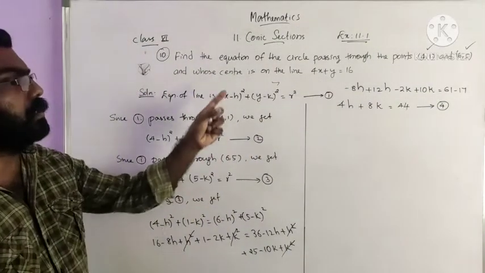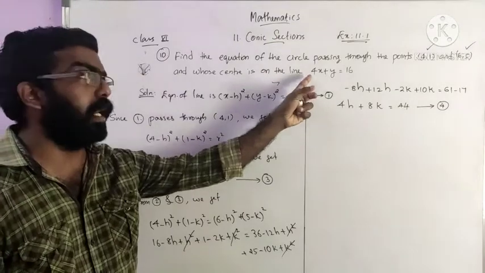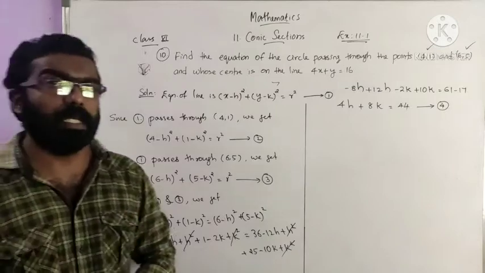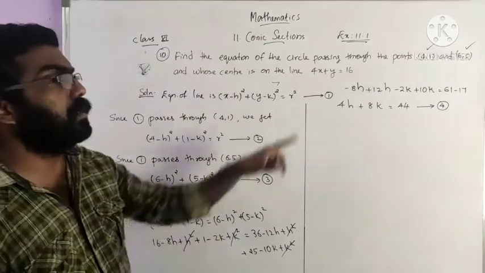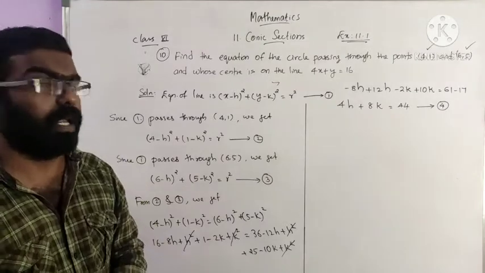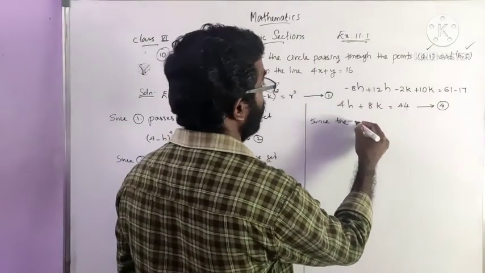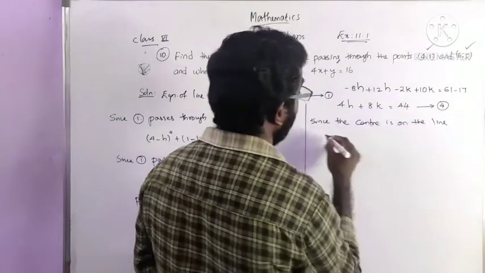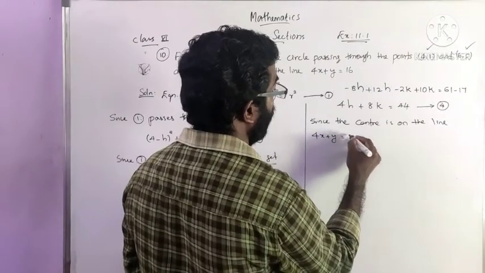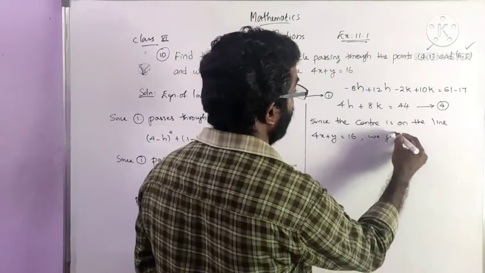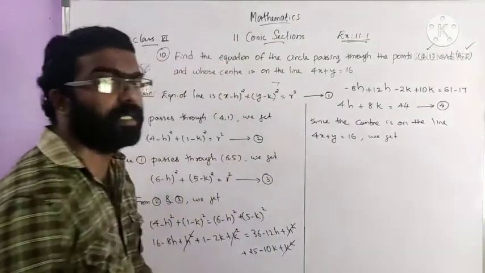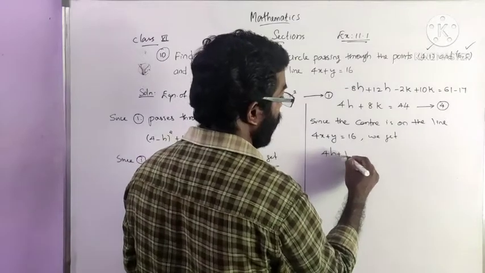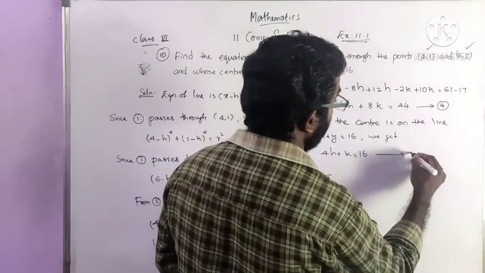Now one more thing is given: the center of the circle is on the line 4x plus y equal to 16. That means the coordinate of the center, h comma k, satisfies this equation. Since the center is on the line 4x plus y equal to 16, we can replace x and y by h and k. 4h plus k is equal to 16. Consider this as equation number 5.